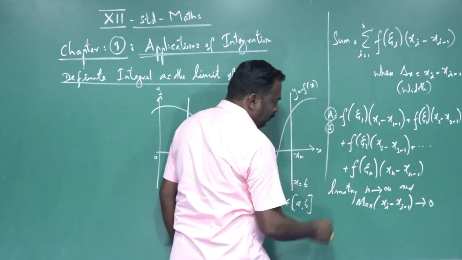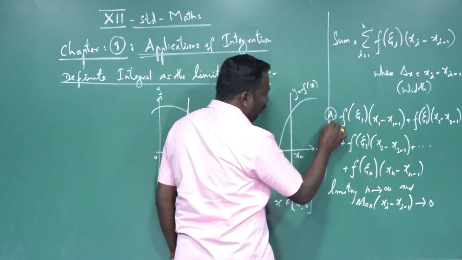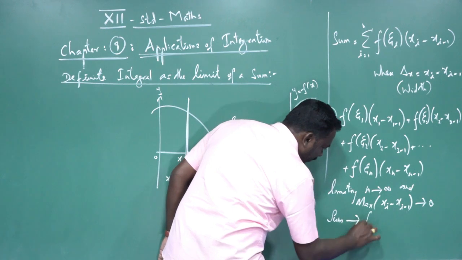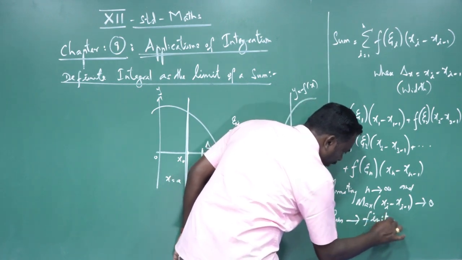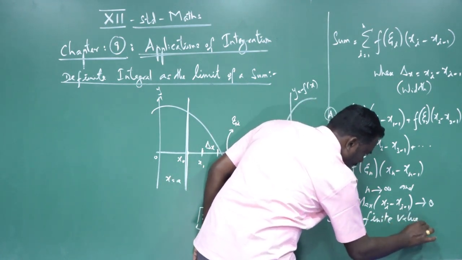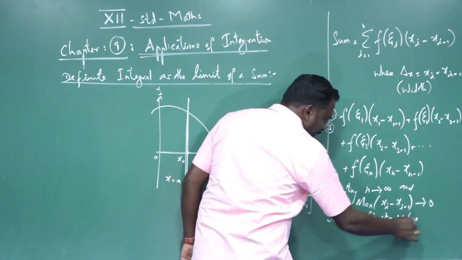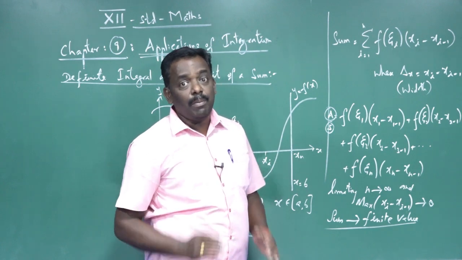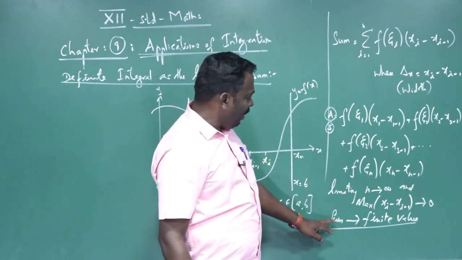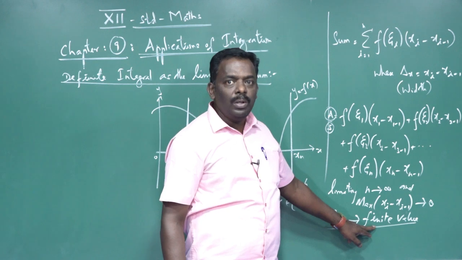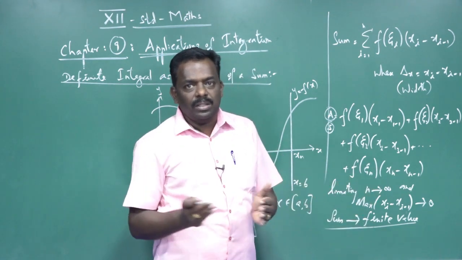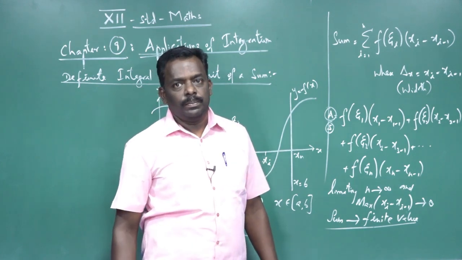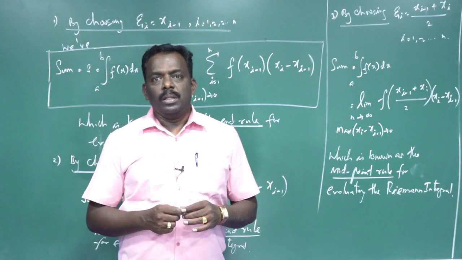In the limiting case of the summation, it reaches a finite value. The summation tends to a finite value, and this integration is defined as the definite integral, or the Riemann integral. The rules of the Riemann integral follow.